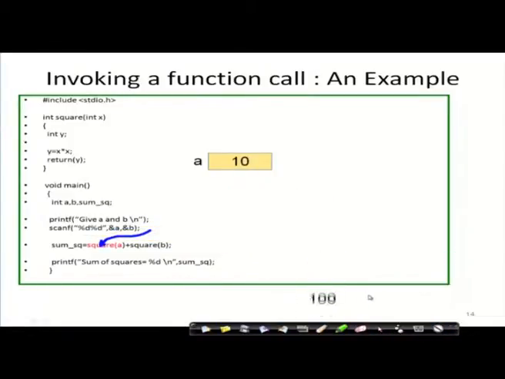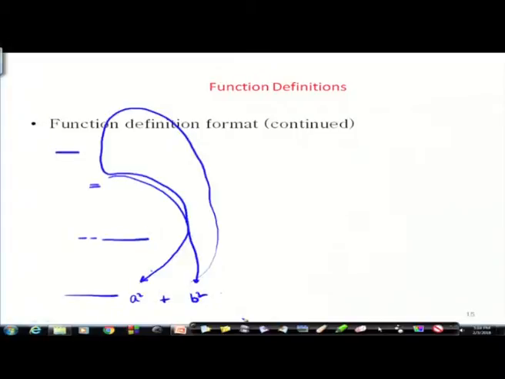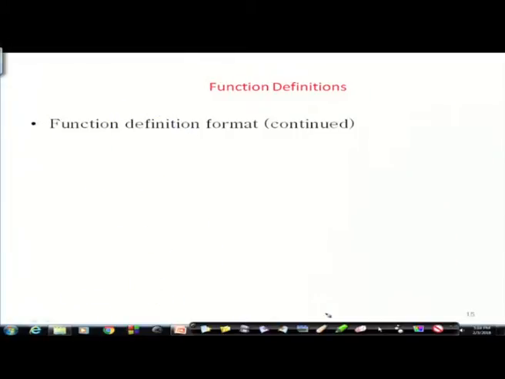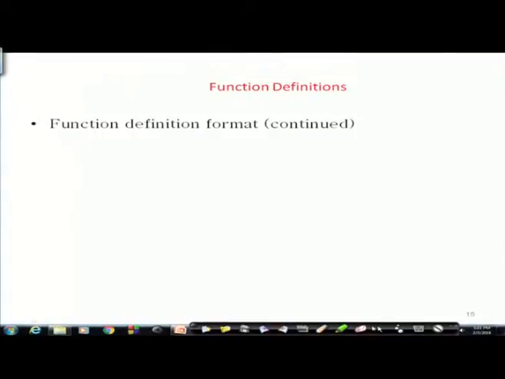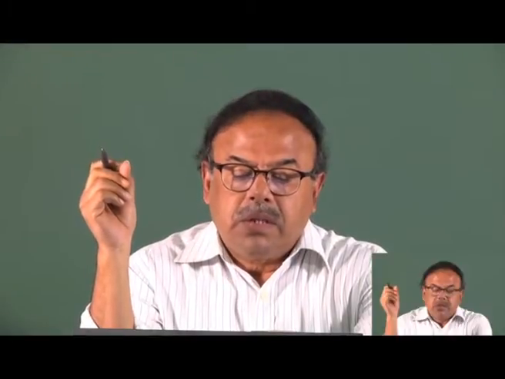Next, similarly, it will be for b. Suppose b was 7, then x will get 7, and then y will be 49, and 49 will come to that square of b. So, 100 plus 49 will now be added and will be kept as the sum of square. So, in the earlier example, you could see that the function was written and then the main. Now, let us go ahead.